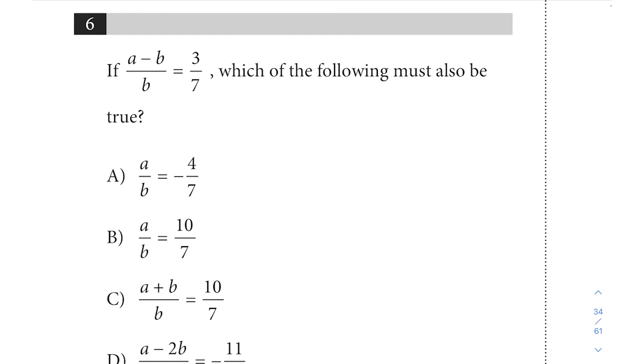Now let's take a look at number 6. Here we're given a proportion. Anytime you see two fractions equal to each other, it's really helpful to have this as your automatic response. You want to go ahead and cross multiply. Here, if we cross multiply, we'll have 7 times a minus b equals 3 times b.